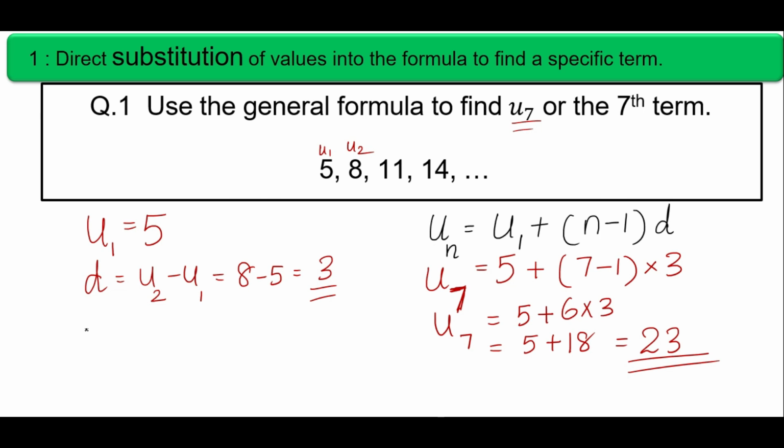Just to remind you, if it is u7, you can just directly write u1 plus 6d, because 7 minus 1 is going to be 6. So that makes your solving quicker. Or if the question is to find the 100th term, so u100, you can straight away write u1 plus 99d.